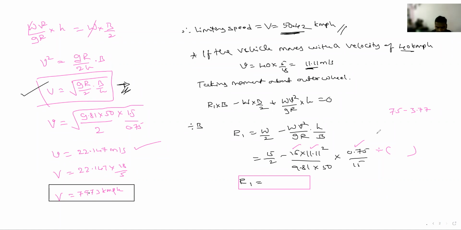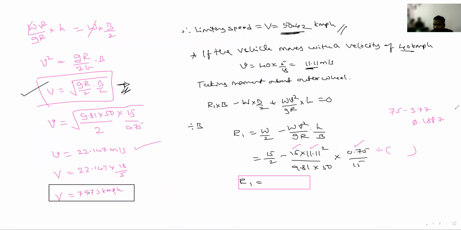What is the answer? 3.73. No, something has gone wrong. I'll see, give me the calculator. 15 into 11.11 square into 0.75 divided by 9.81 into 50 into 15. This term is 0.1887. Now 15 divided by 2 minus this answer gives 7.31.